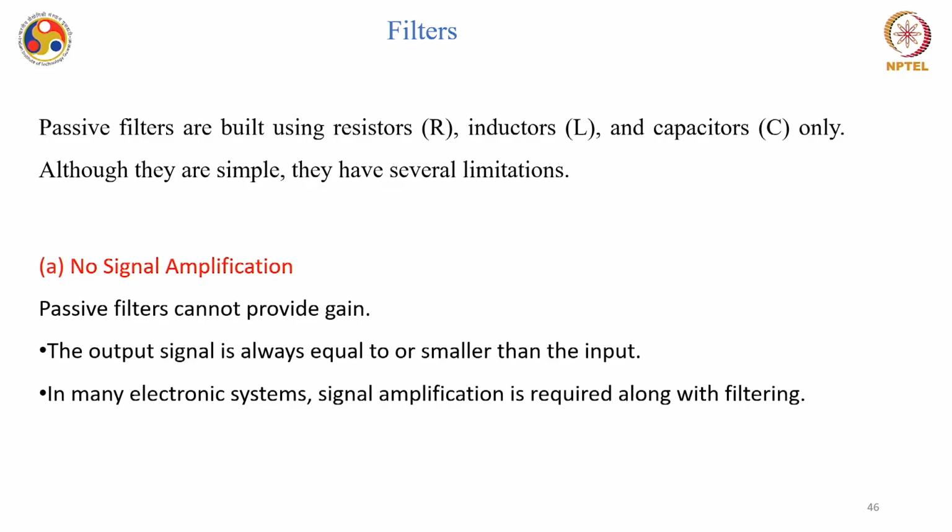Again, all these that we have just discussed are passive filters, and we have seen that they are built up of resistance, inductance and capacitance. Although they are simple, they have actually several limitations. One of the important limitations of these filters is that they cannot give you any kind of amplification. So, passive filters cannot provide any gain. The output signal is always equal to or even smaller than the input, and in many electronic systems signal amplification is required along with the filtering.